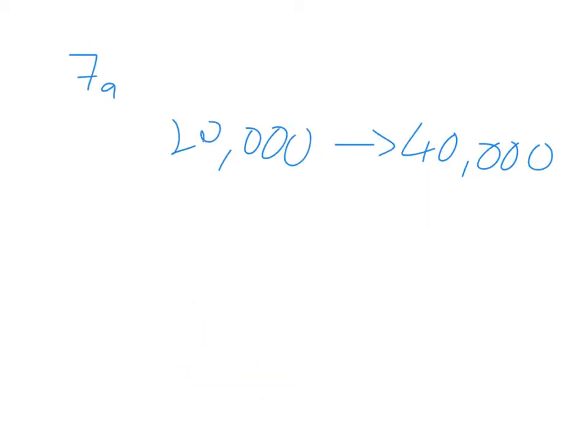So question 7 talks about a transformer which is going to turn 20,000 volts to 40,000 volts, so it can be transferred to a distant city. First of all, they ask you, is this a step up or a step down? It's going to be a step up transformer because it increases the voltage.